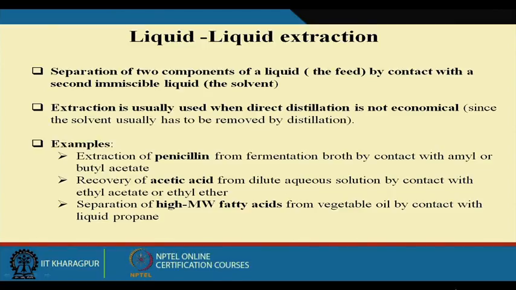Now, the liquid-liquid separation process is usually used where the partition coefficients of the two liquids are different, as for example with respect to a particular solute. As an example, in the case of the penicillin separation process, we use butyl acetate as a solvent. When you decrease the pH of the penicillin solution to 2, the solubility of penicillin in butyl acetate is more as compared to the water.